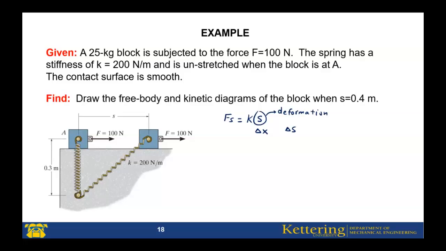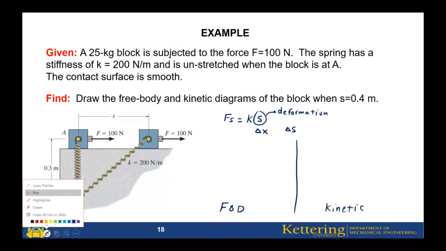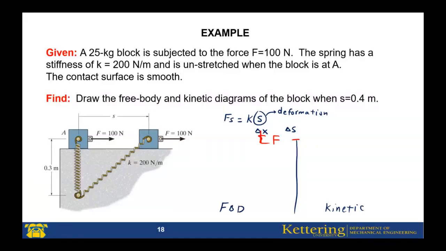Okay, let's do it. I will divide my page into 2 parts. In one part I will draw the free body diagram. In the other part I will draw the kinetic diagram. Why? This is related to this equation. If you know the equation of motion, sigma F equals ma, the left hand side is related to the free body diagram, and the right hand side is related to the kinetic diagram.